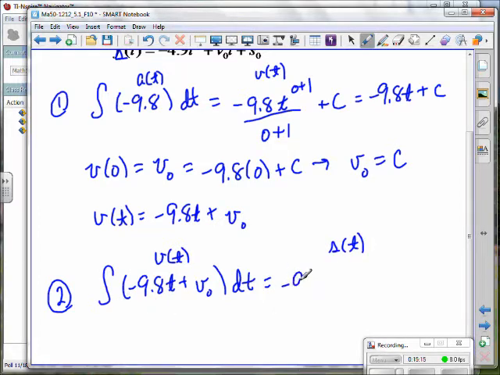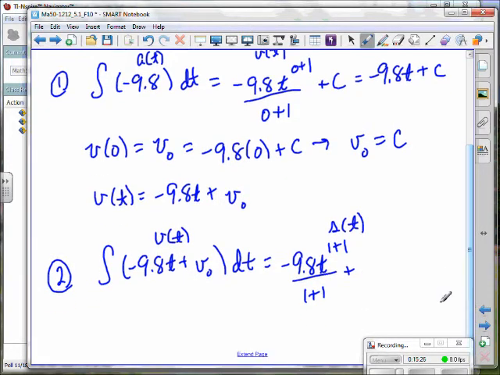We've got negative 9.8 t to the first power, so I add 1 and divide by the new exponent. V sub 0, is that a constant or is that a variable? Yeah, it's a constant, so I'll treat it like I would any other constant. Over here, I would have t to the 0 power, so I would add 1 and divide by the new exponent. Am I done? No.